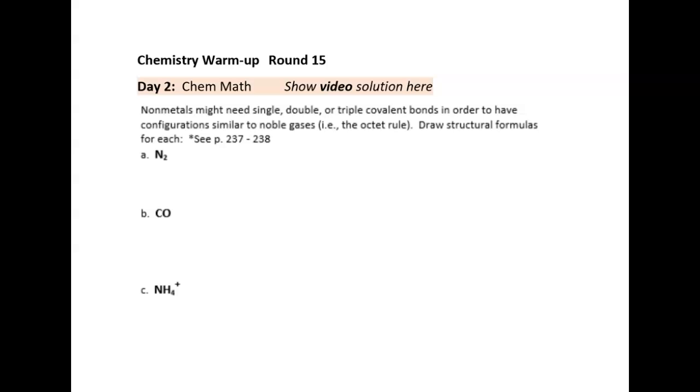Here are the answers for the day 2 warm-up. Nonmetals might need single, double, or triple covalent bonds in order to have configurations similar to noble gases. That is, to follow the octet rule. Draw structural formulas for each. We'll draw these pictures using the same strategies that we used for the day 1 questions.